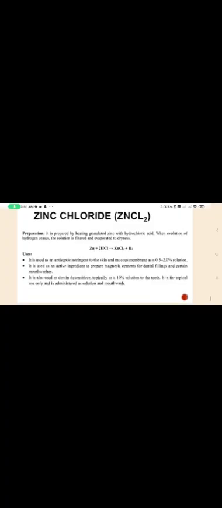Next, we will see about zinc chloride. Preparation. It is prepared by heating granulated zinc with hydrochloric acid until evolution of hydrogen ceases. The solution is filtered and evaporated to dryness. Zinc plus hydrochloric acid gives zinc chloride and hydrogen gas. Uses. It is used as an antiseptic and astringent to the skin and mucous membrane as 0.5 to 2% solution.